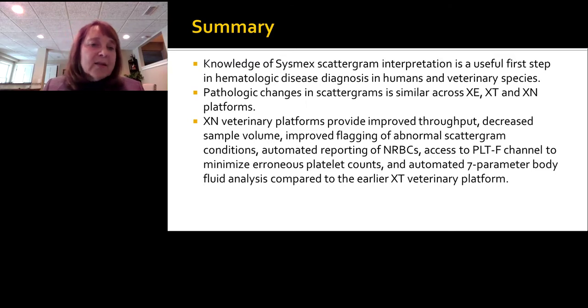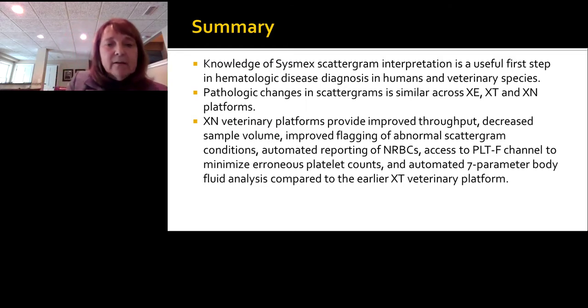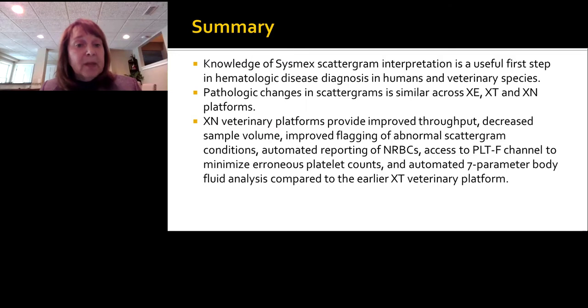So then you might ask, what does the XN platform give us that the XT doesn't? And really, there's a number of things. It improves throughput. We can actually combine two analyzers together, so our efficiency and throughput can be improved. It decreases the amount of sample volume that we need. And for small animals, particularly maybe like mice, that's an important criterion.